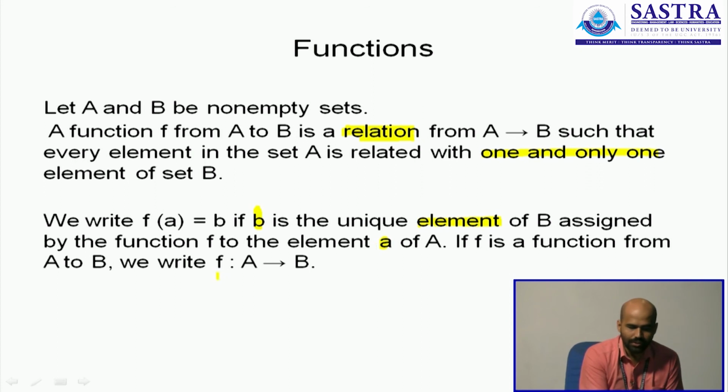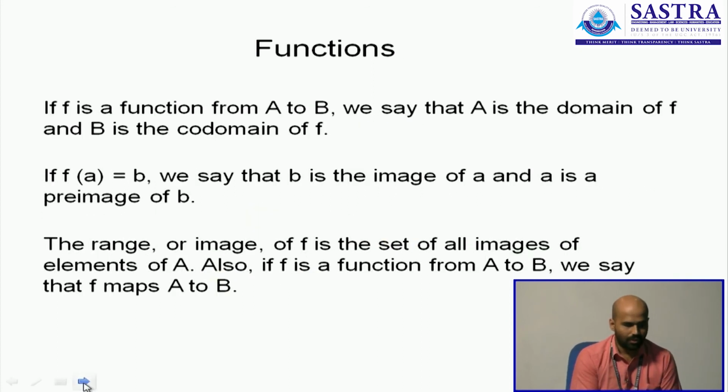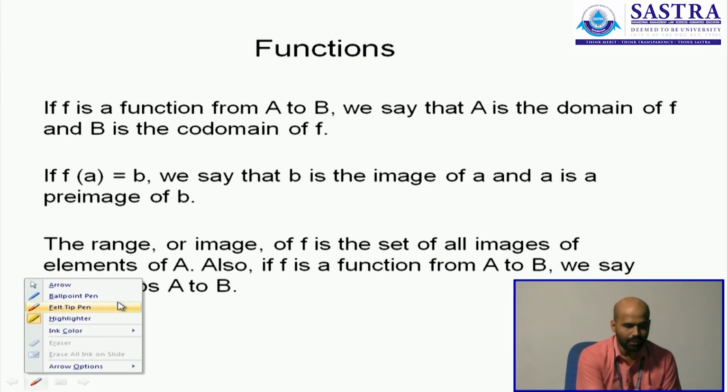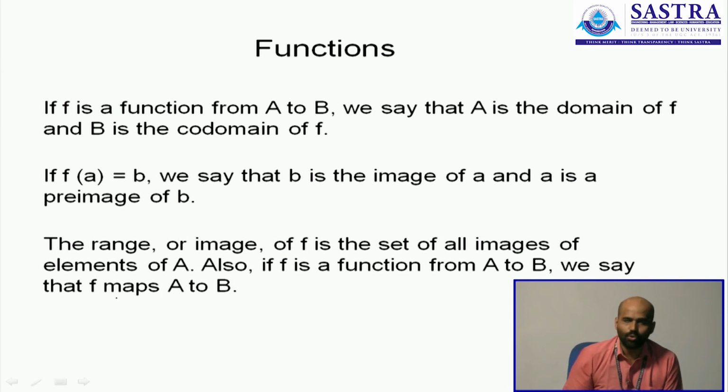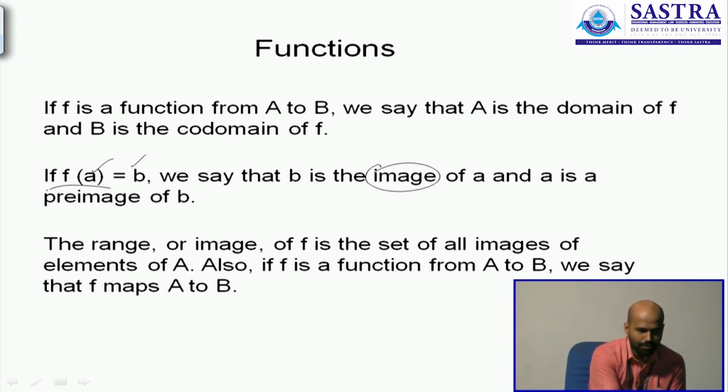So we denote this by this form, and we have the other notations here. If f is a function from A to B, we say that A is the domain and B is the codomain. The elements from A are called elements from the domain, and the elements from B are called elements from the codomain of the function. And whenever we have f of a as b, we call b the image of a and a the pre-image of b.